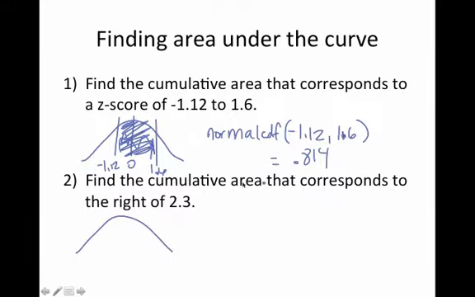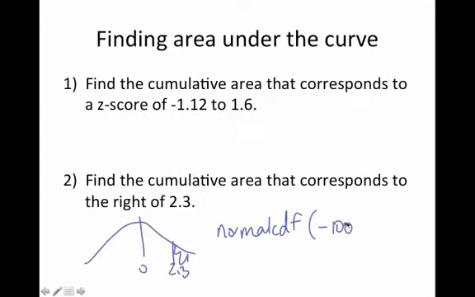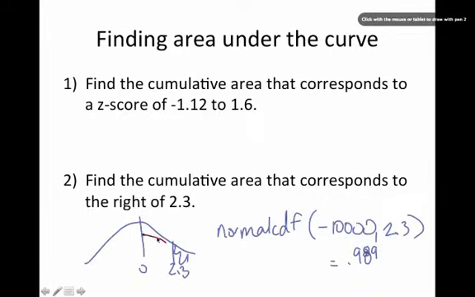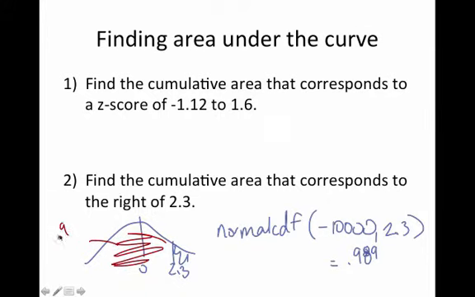In this problem, I want to find the cumulative area that corresponds to the right of 2.3. So 2.3 is all the way out here, and I want to find the area over here to the right of that. Well, remember, your calculator can only calculate area to the left of a z-score. So what you have to do is normal CDF, negative 10,000 to 2.3, and I get 0.989, and that area corresponds to what I'm coloring in red. So this area in red is 0.989.